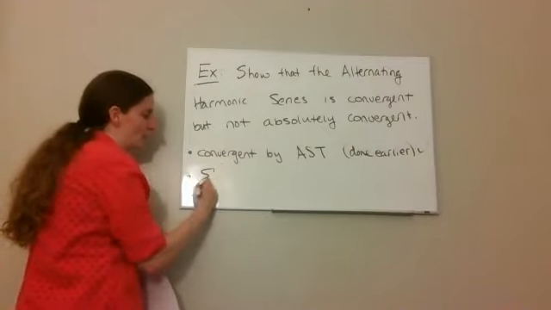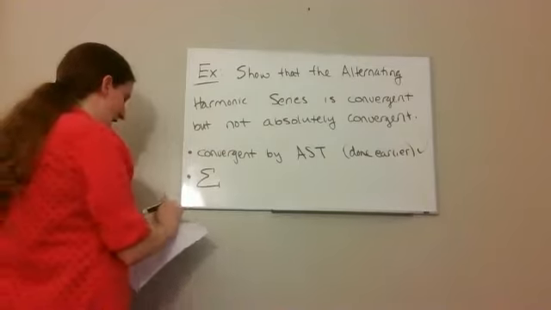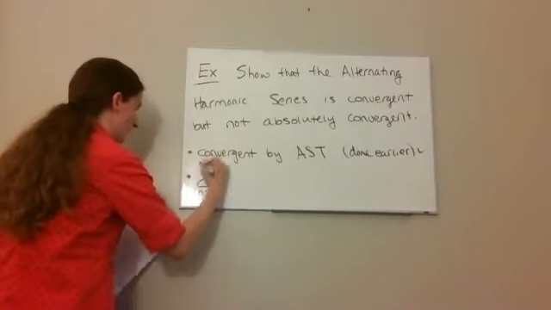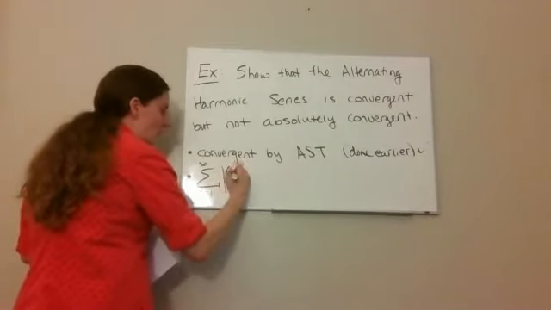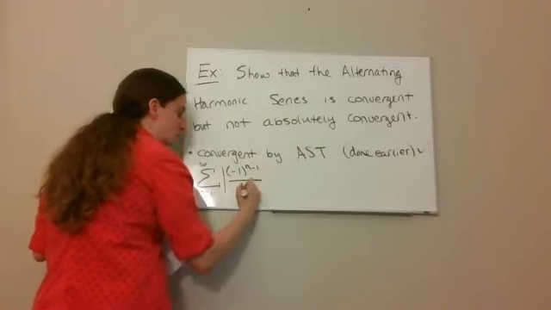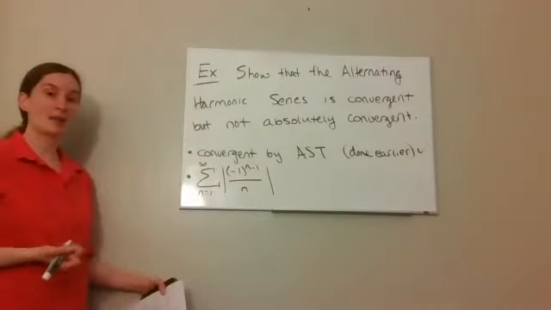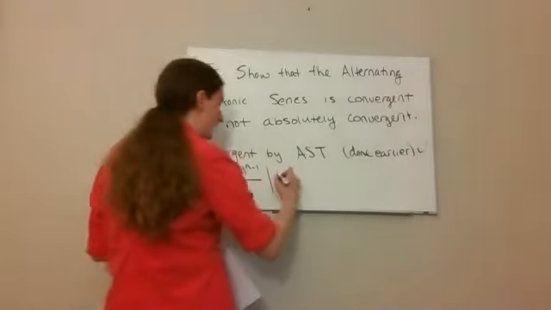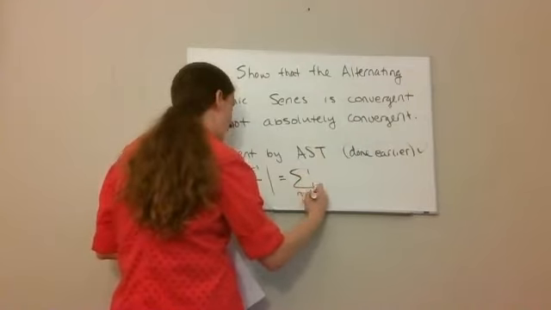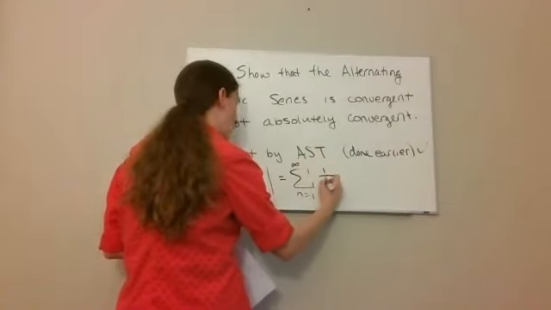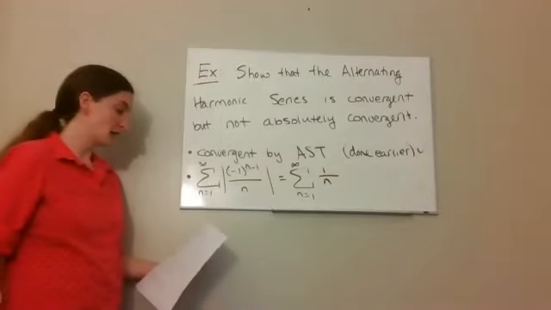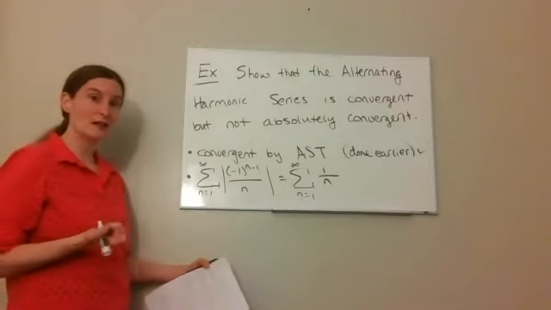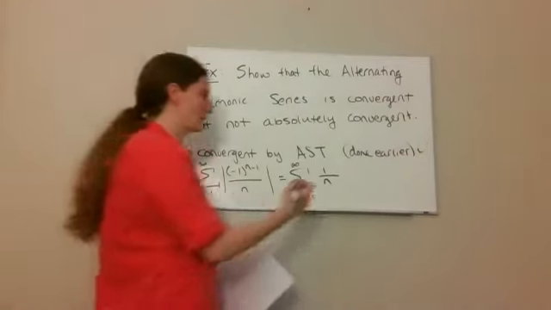To do that, let's take a look at what we get when we take absolute values of our terms. So if I take the absolute value of my alternating harmonic series, I have the absolute values of negative 1 to the n minus 1 power over n, and the only thing that changes when I take the absolute value is that I just have a 1 for my numerator and I still have the n on the denominator. Well, the absolute value of my alternating harmonic series is then my regular harmonic series.